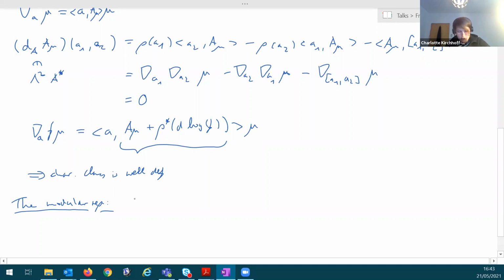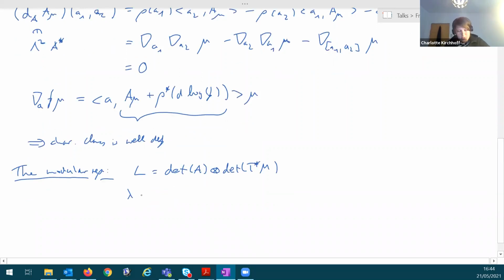And that's a representation of A on the line bundle determinant of A. By determinant of a vector bundle, I mean its top alternating power, tensor determinant of the cotangent bundle. And so if lambda tensor mu is again a local non-vanishing section, then the representation is given this way.